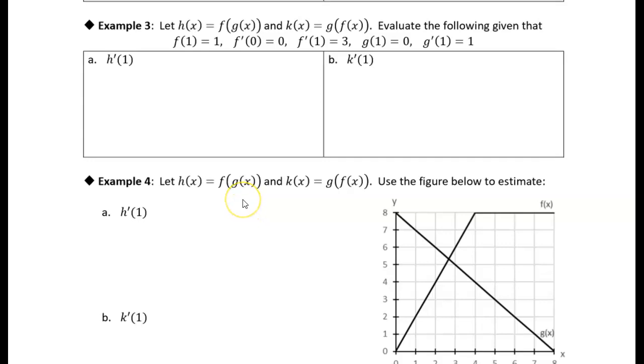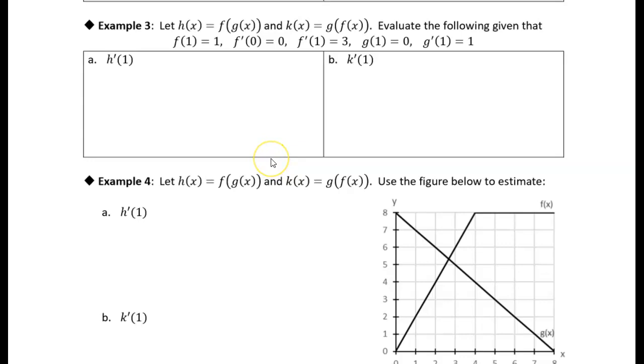All right, so example 3 is kind of a little bit of a twist on the application of the chain rule. We're told that h of x is equal to this composite function f of g of x. And k of x is the composite function g of f of x. All right, and we're asked to evaluate the following, given that we're given some information about the function and its derivative, both f of x and g of x.